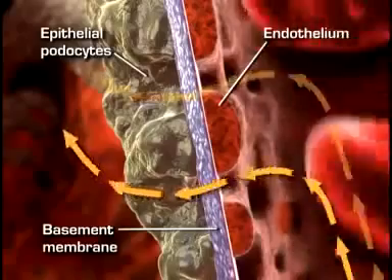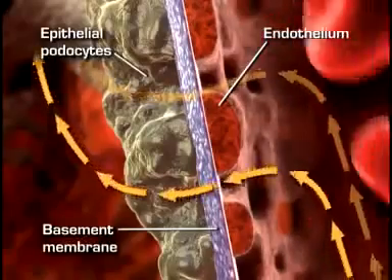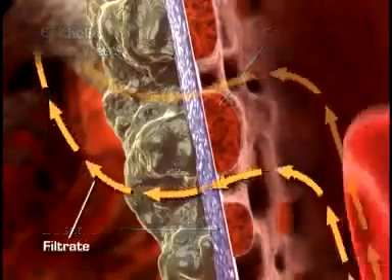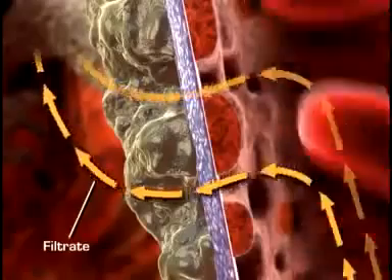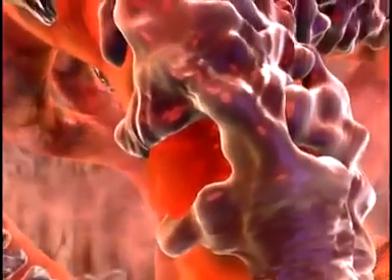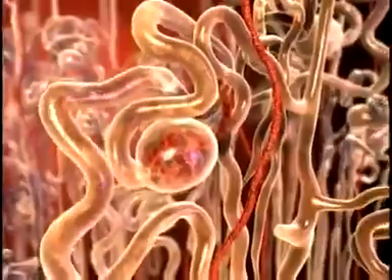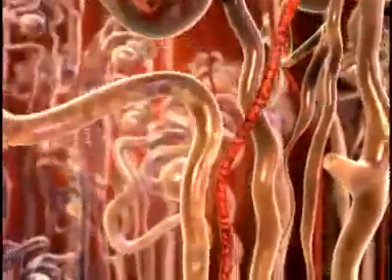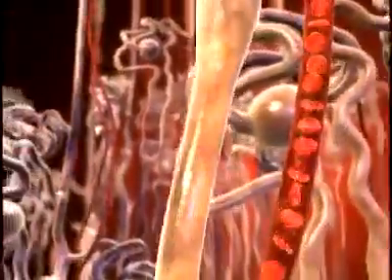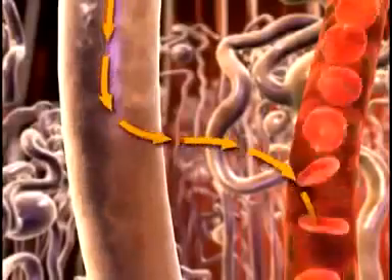The fluid that is filtered from the capillary blood into the Bowman's space is called filtrate and forms the primary urine. The filtrate then diffuses across Bowman's space and into the tubule system of the nephron. In the tubules, some substances are added to the filtrate as part of the urine formation, and some substances are reabsorbed out of the filtrate and back into the blood.